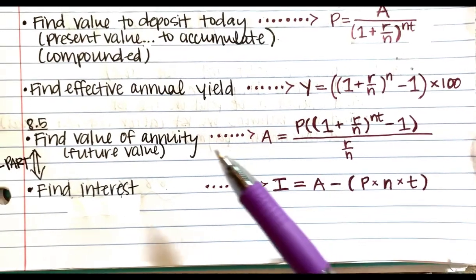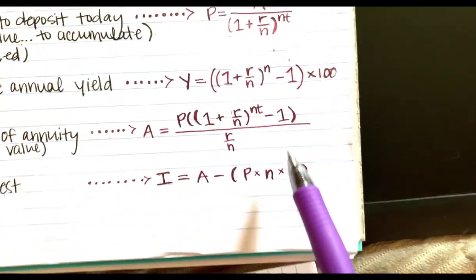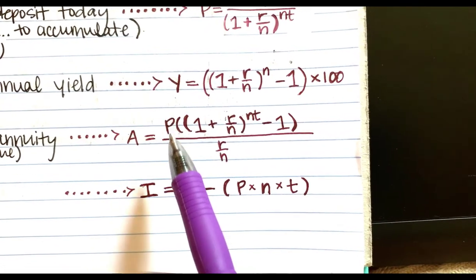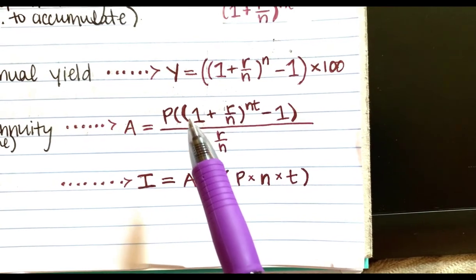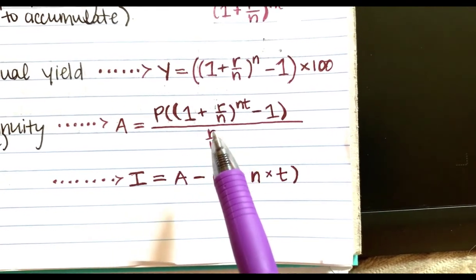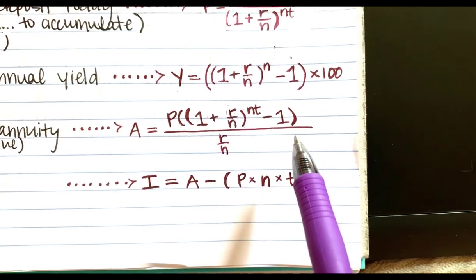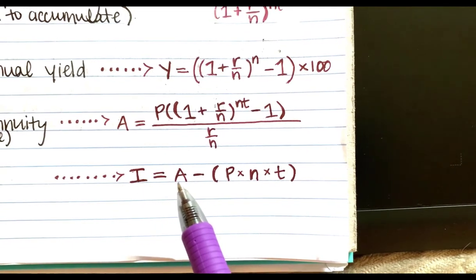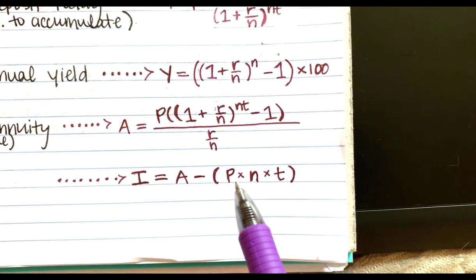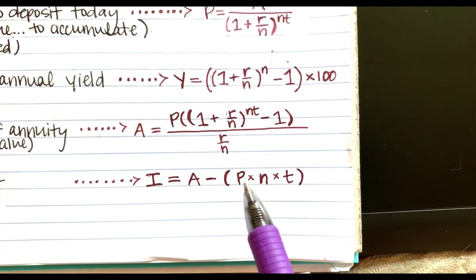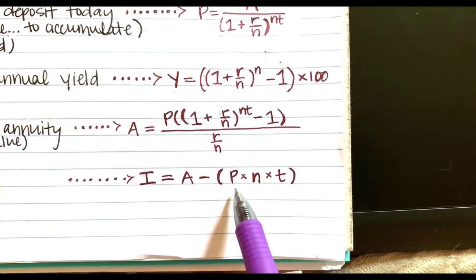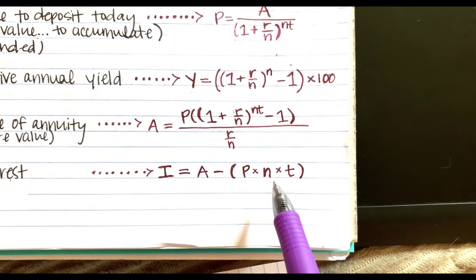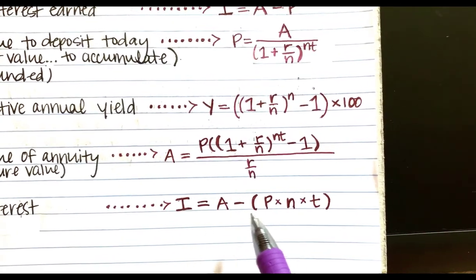Value of the annuity. Whenever you see annuity, you know that you're going to be using this formula. It's a pretty long formula. We have that A equals P, parentheses, parentheses, and then we have 1 plus R over N to the NT, minus 1, all over R over N. And then whenever we find our interest, we have our future value, and we're going to subtract out our payments. So we put in so much money every year or every month, whatever it is, after so many years, and that tells us how much we have.